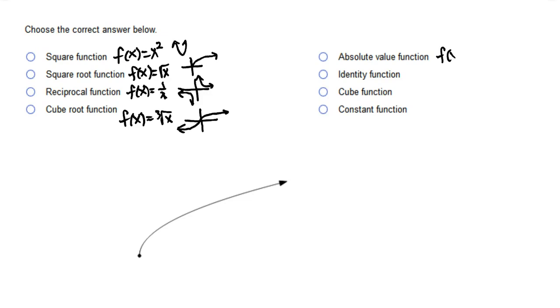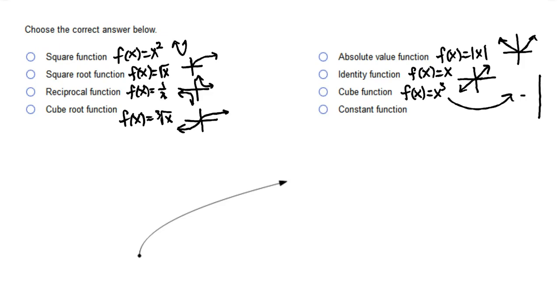The absolute value function is referring to f of x equals absolute value of x, and this graph has a V-shaped graph. The identity function is f of x equals x, and this is a linear function going through the origin. Cube function is f of x equals x cubed. I'll go ahead and draw this over here. The cube function is going to look very similar to the cube root function, except that this function is much longer vertically than it is horizontally in the cube root. The constant function is f of x equals b, where b is a constant. And the graph of a constant is a horizontal line at the value of b.